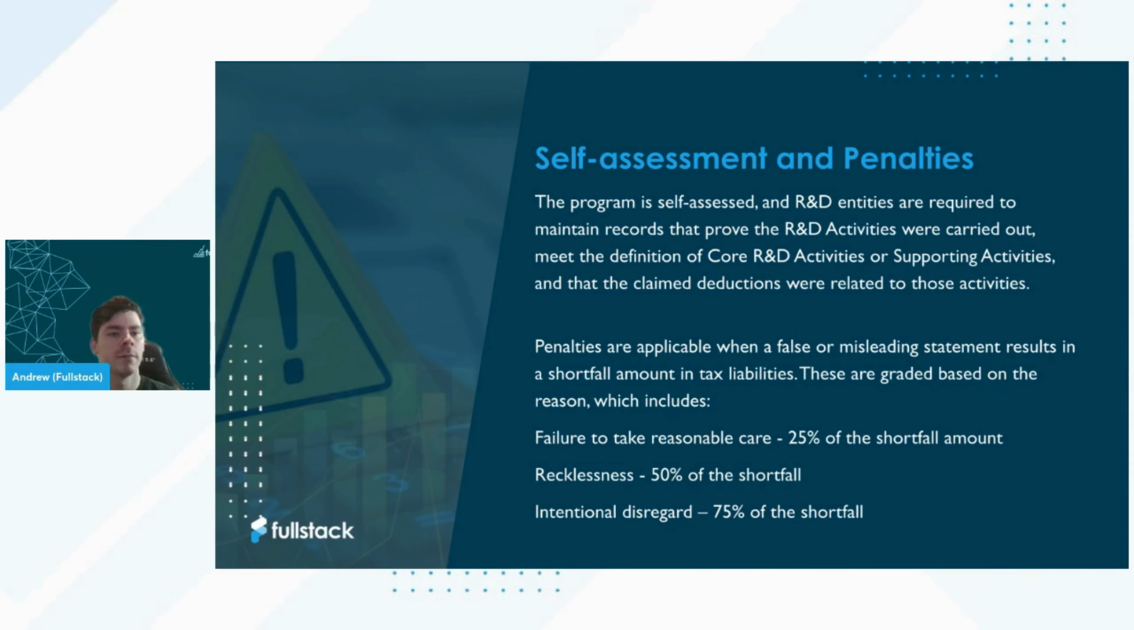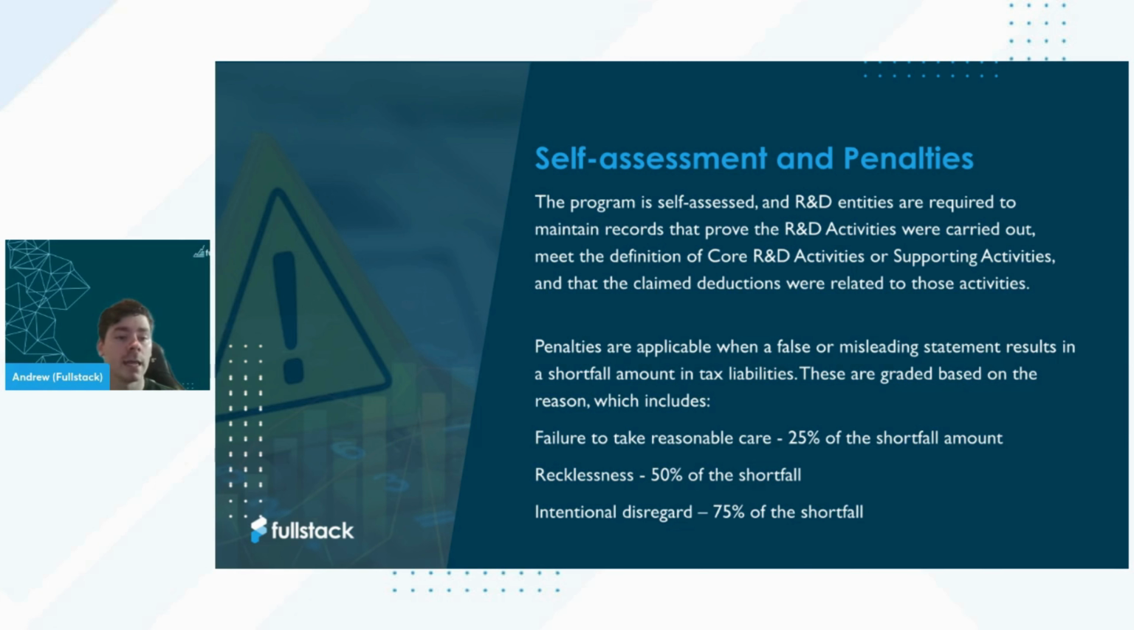So just to start off, as a reminder, the R&D Tax Incentive is a self-assessed program. And what that means is that businesses that claim the R&D Tax Incentive are required to assess their own eligibility, which includes determining that their research activities qualify as either core R&D activities or supporting R&D activities. At the time that you're applying, you're not actually required to submit any documentation, but you are required to maintain documents which can be relied on later to prove that the R&D activities are actually carried out and that the claimed deductions were related to the registered activities.